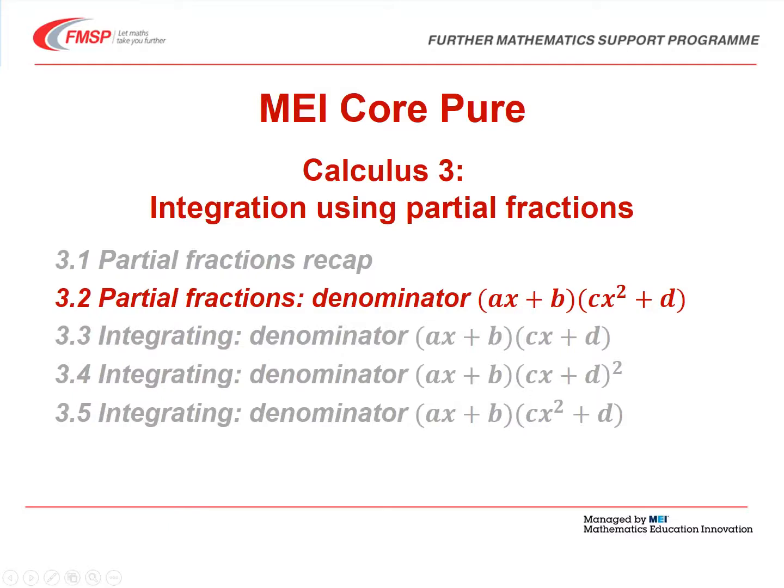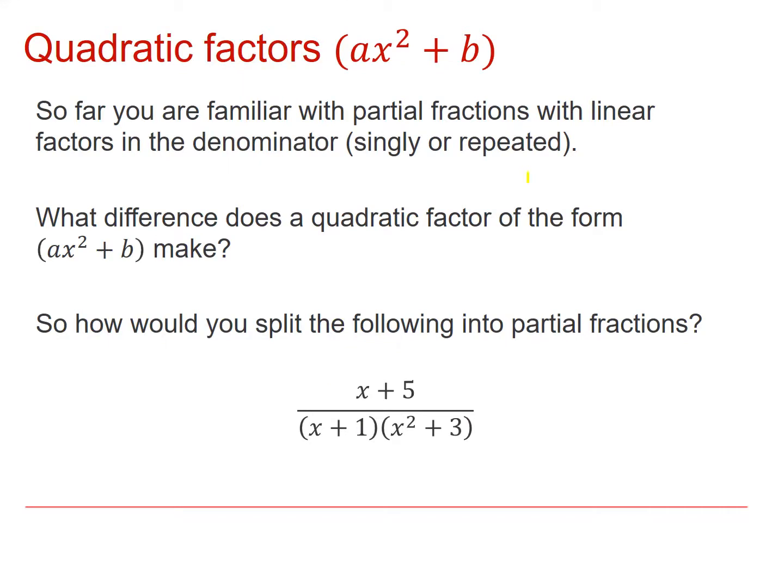This is a video for MEI Core Pure Mathematics, Calculus 3, Integration using partial fractions, 3.2, Partial fractions with a quadratic denominator. So far, you're familiar with partial fractions with linear factors in the denominator, whether those are single or whether they're repeated. So what difference does a quadratic factor of the form ax squared plus b make? How would we split this into partial fractions?